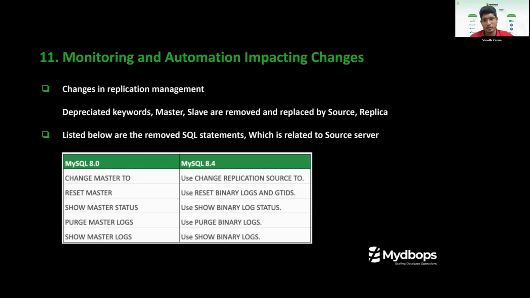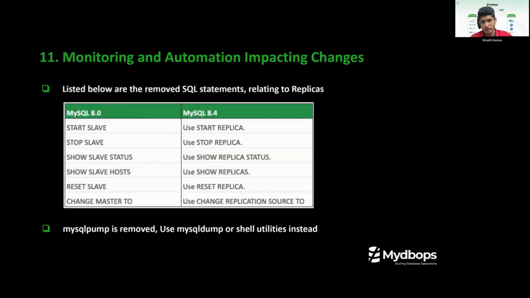For example, related to the source server, the most common command is show master status. Now you have to use show binary log status. Another common command, change master to, is now change replication source to, and reset master you have to use reset binary logs and gtids. These are some of the administrative commands. Hopefully, by practicing a bit, you can get used to it.